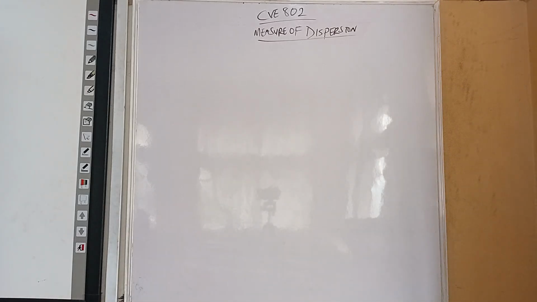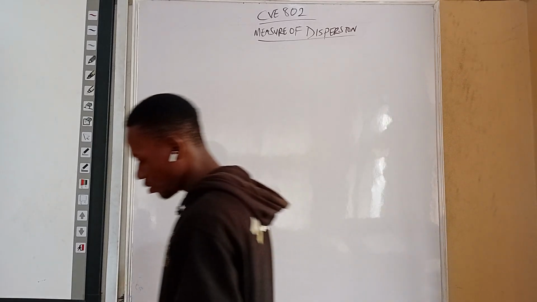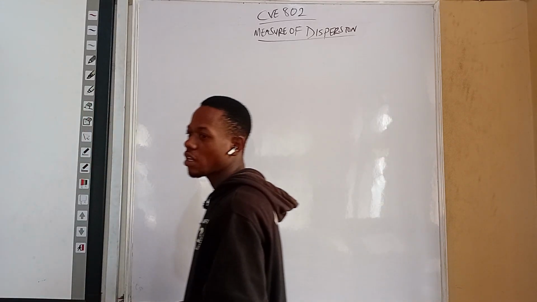Last week we talked about measures of central tendency. Under that we made mention of the mean, the median, and the mode, and we also talked about the various ways by which we can calculate them. So today we will be considering measures of dispersion. When we say dispersion, it means to scatter something.